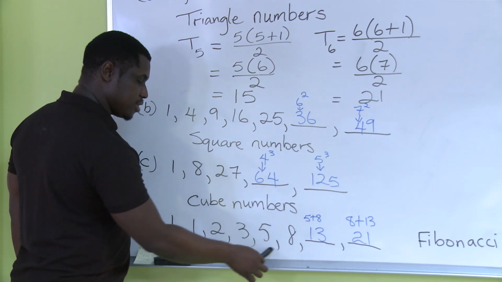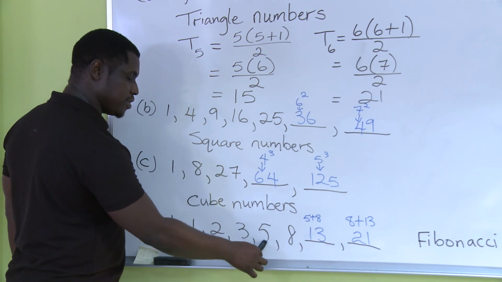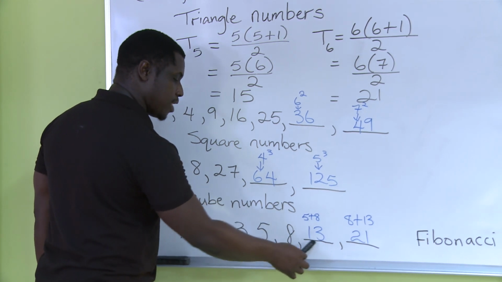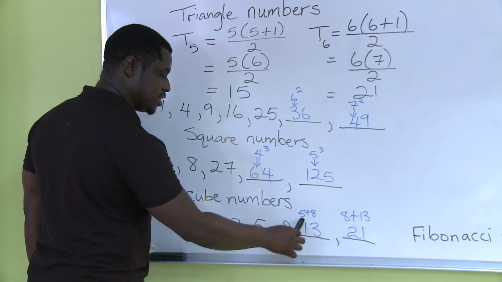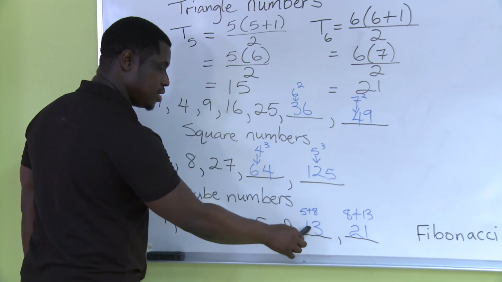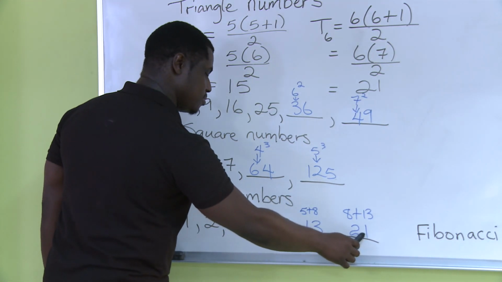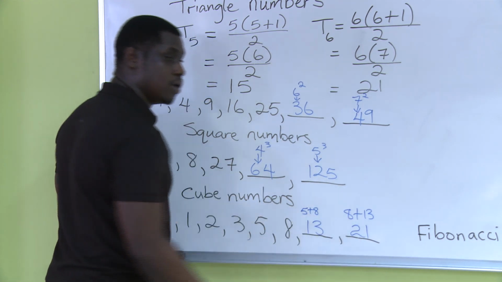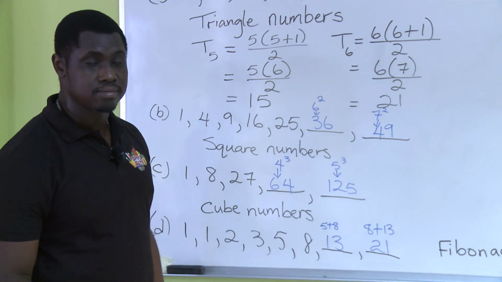To get 8, I have 3 plus 5 gives me 8. So therefore, to get the next term, I would have to add 5 plus 8 to give me 13. And then to get the final term, I would have to add 8 plus 13, which would give me 21. Did you get that? Very good.